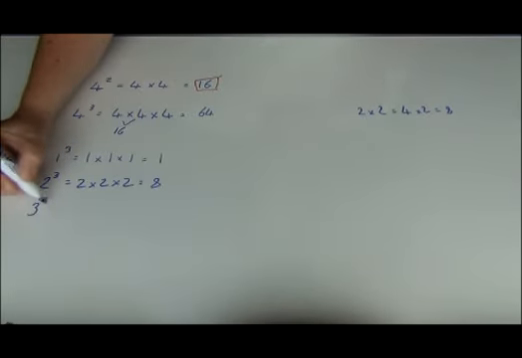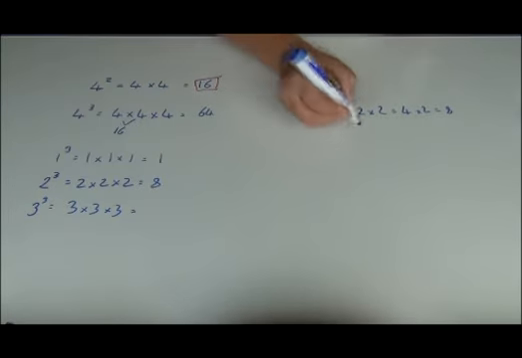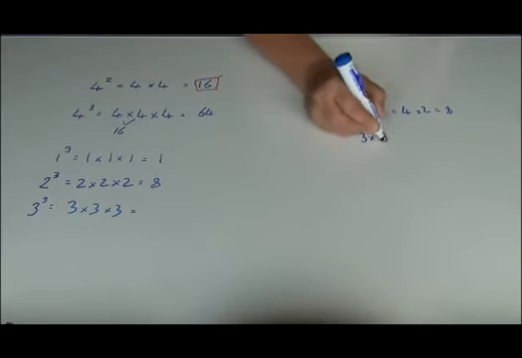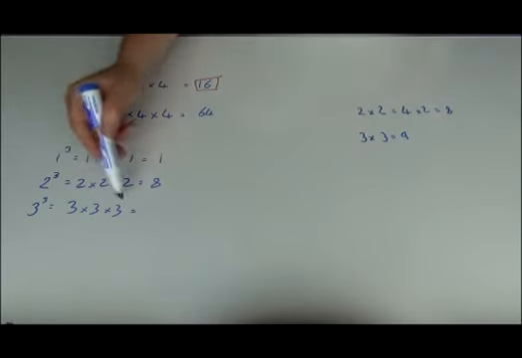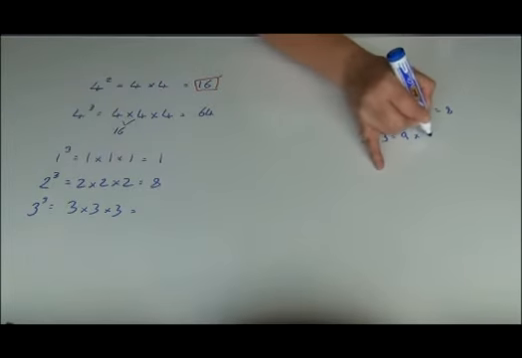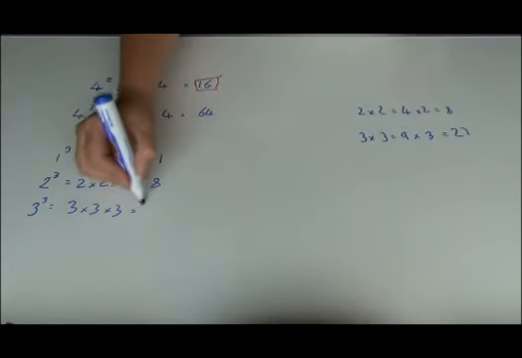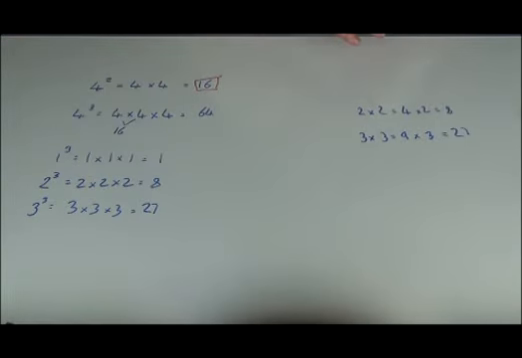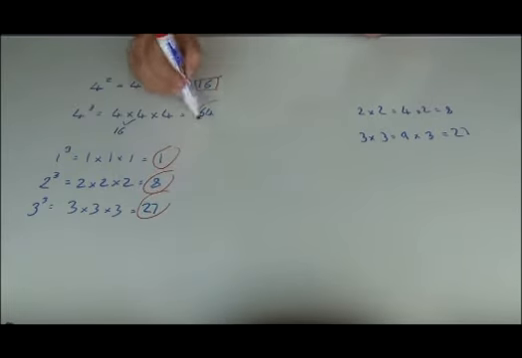3 cubed is 3 times 3 times 3. 3 times 3 is 9. Notice how I'm doing it in sections rather than trying to do it all together. Then times my other 3. That gives me 27. So 27 is a cube number. Remember, these are the ones I'm interested in.